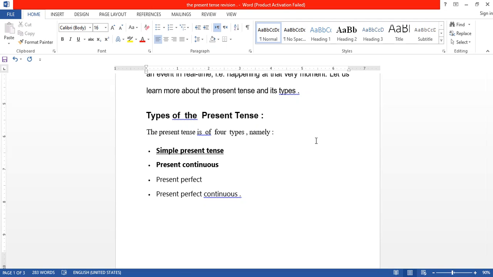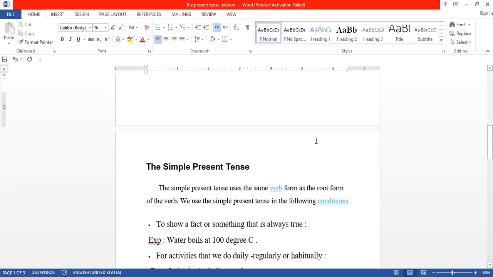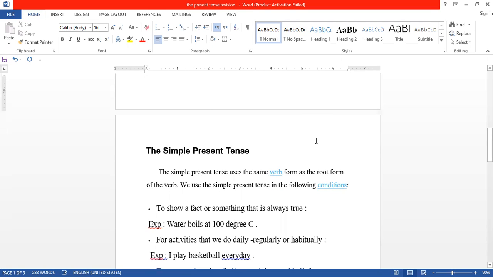All right? Let's go ahead with the simple present tense. As you can see. Okay, please read loudly. Let me check if you have the clear voice. The simple present tense uses the same verb form as the root form of the verb. We use the simple present tense in the following conditions. Okay, you just stop here, please. Just 2 seconds.